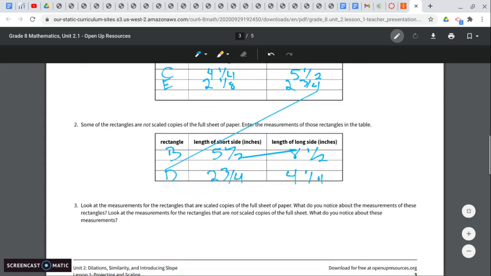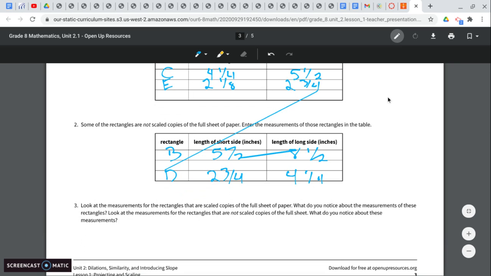So for 3, look at the measurements for the rectangles that are scaled copies of the full sheet of paper. What do you notice about the measurements of these rectangles? Look at the measurements that are not scaled copies. What do you notice about these? So what we should notice is that from column to column, the measurements have the same quotient.